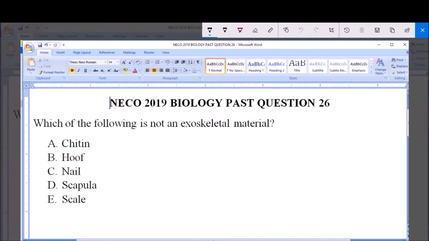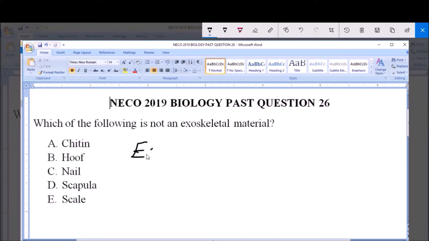Hello, good day and welcome. I will be answering NECO 2019 biology past question 26. Which of the following is not an exoskeletal material? A. Chitin, B. Hoof, C. Nail, D. Scapula, and E. Scale. Which of the following is not an exoskeletal material?